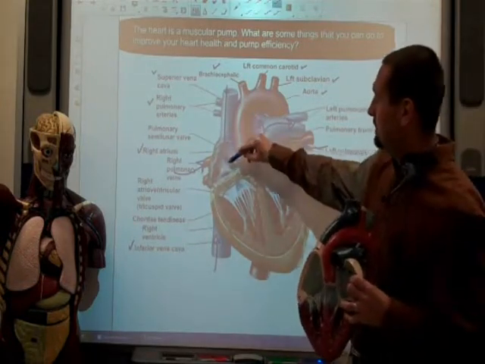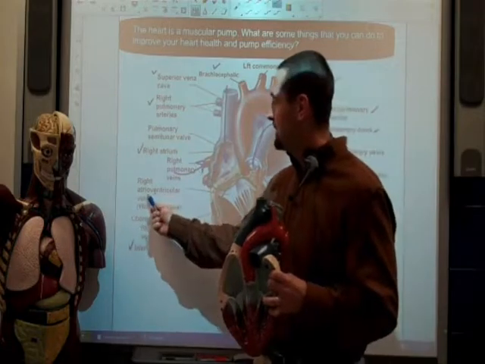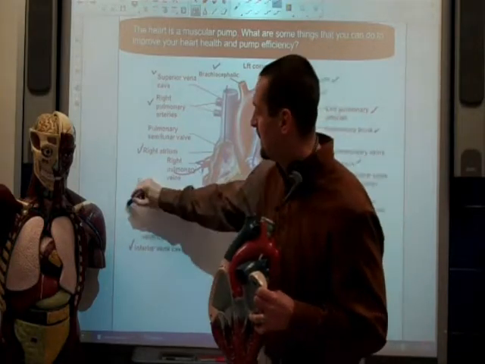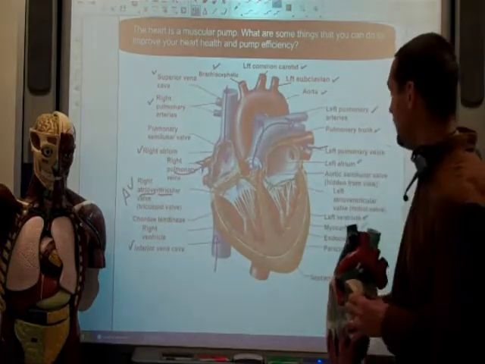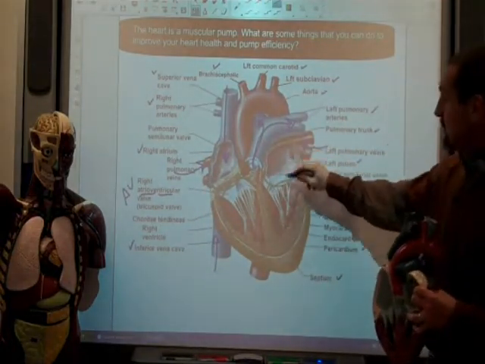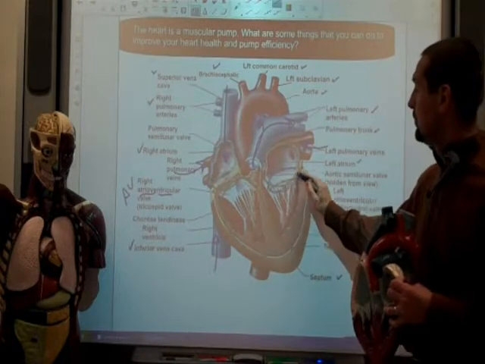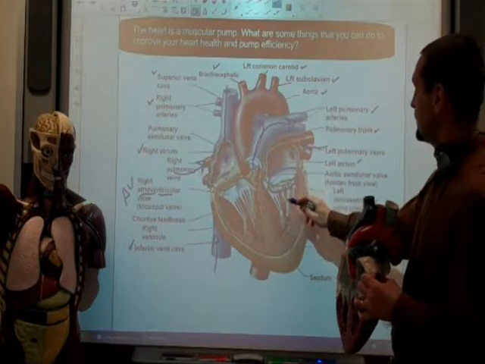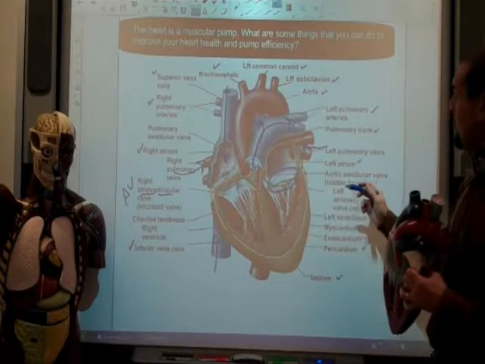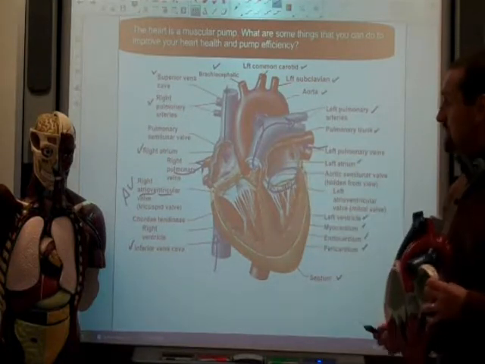To go from the atrium to the ventricle, we go through an atrioventricular valve, sometimes referred to as AV, like the right atrioventricular valve, or the left atrioventricular valve. We're going through a valve. All right, so we're moving through that atrioventricular valve. So from the atrium to the ventricle.